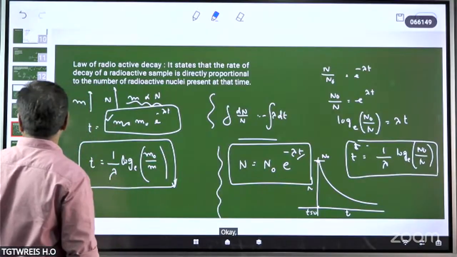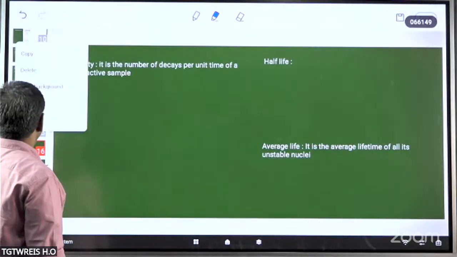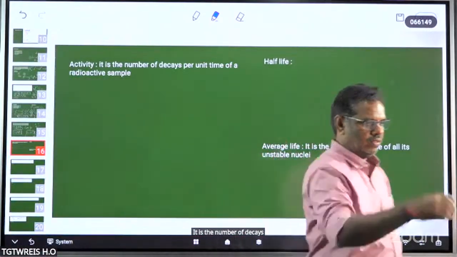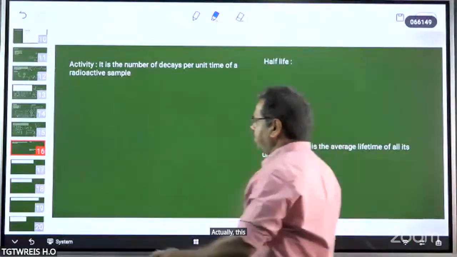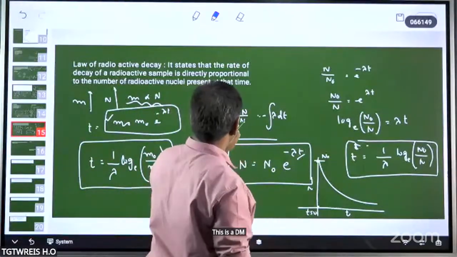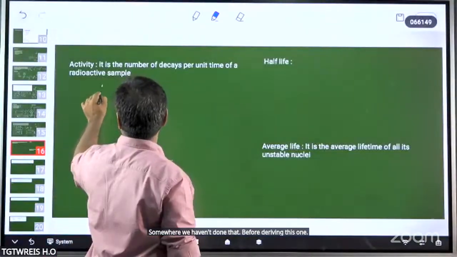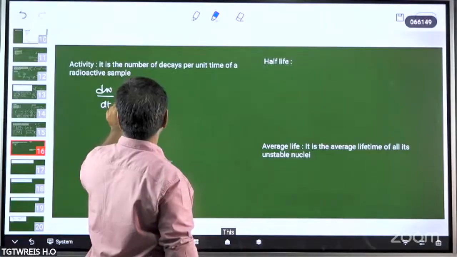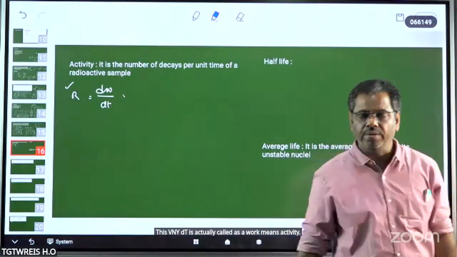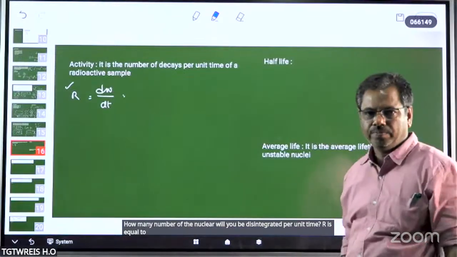Okay, let's go to the next one. So next we have activity. It is the number of decays per unit time. Actually, this we already discussed earlier. This dN by dt is actually called activity: how many nuclei are going to disintegrate per unit time? R is equal to dN by dt.